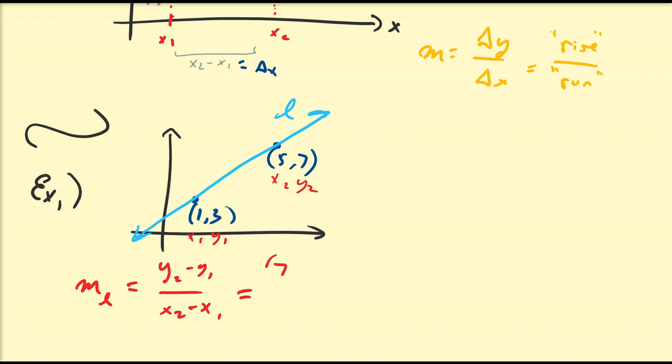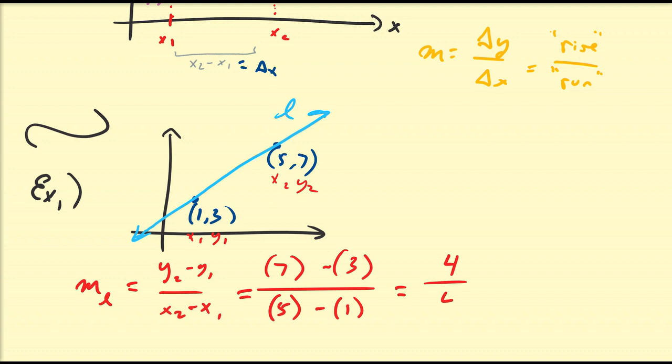So y2 is going to be 7 minus y1, which is 3, divided by x2, which is 5, minus x1, which is 1. So 7 minus 3 is 4, and 5 minus 1 is 4. So we see that this is going to be equal to positive 1.